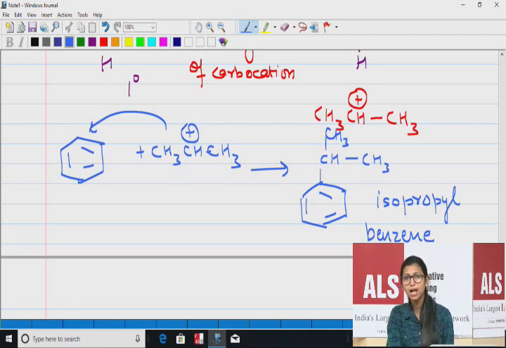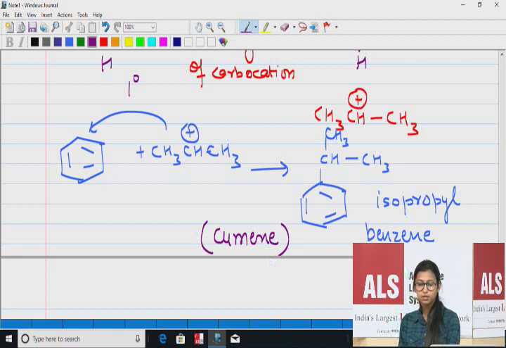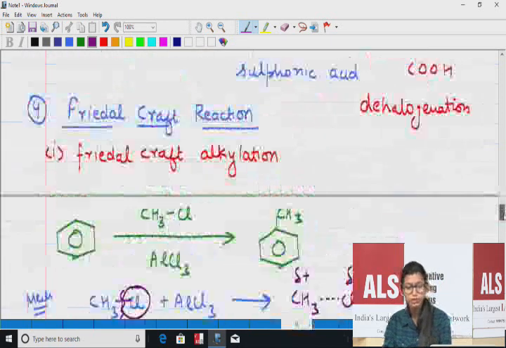So we have written isopropyl here. And this particular compound has one more common name. This is known as cumene. I will explain iso and neo, don't worry. This is also known as cumene. When you have isopropyl benzene, this is also known as cumene. Is it clear? So I guess now you people will be able to solve all of the questions related to the Friedel-Crafts alkylation.